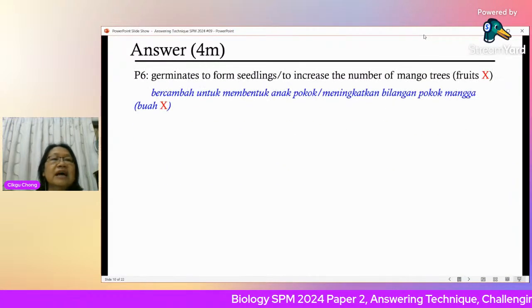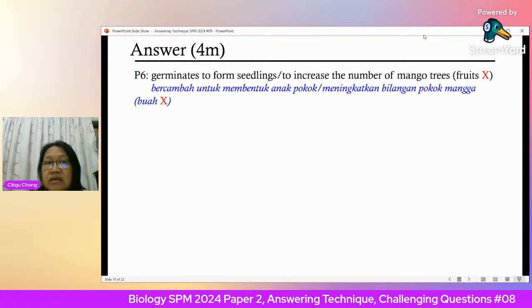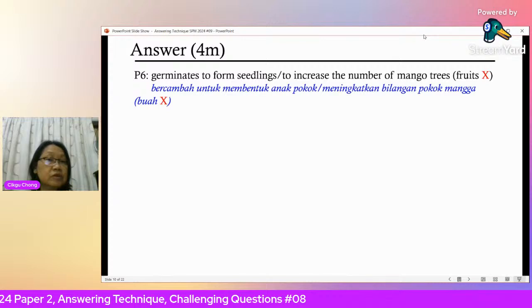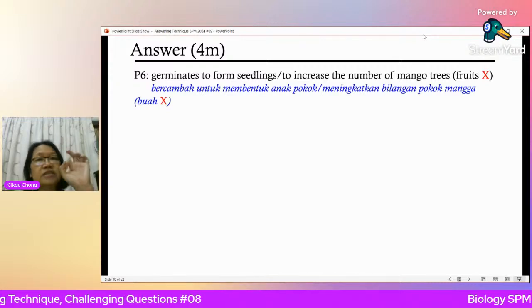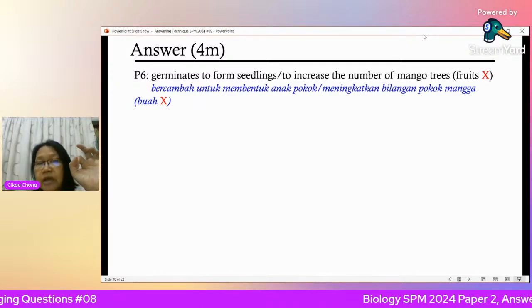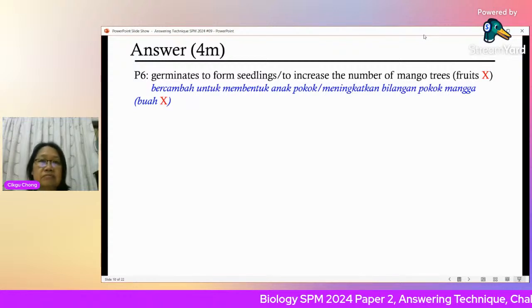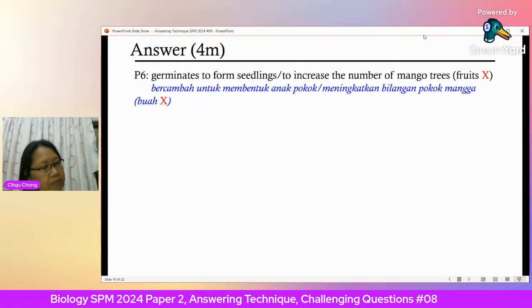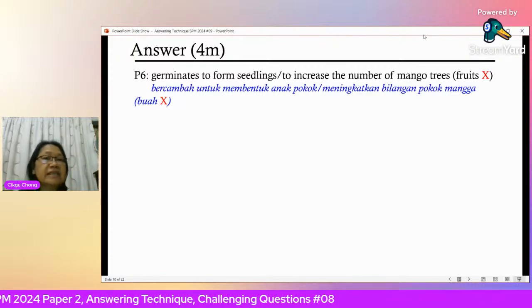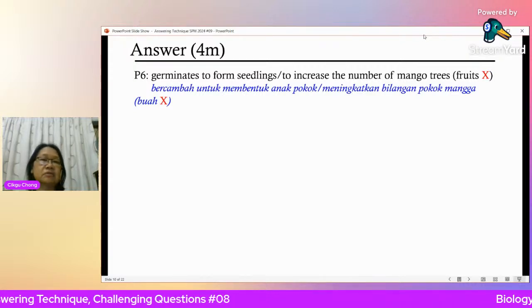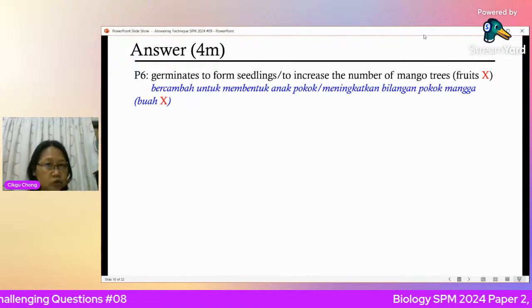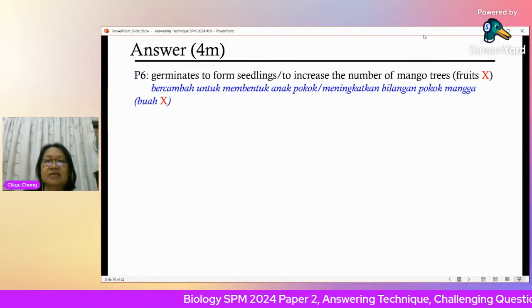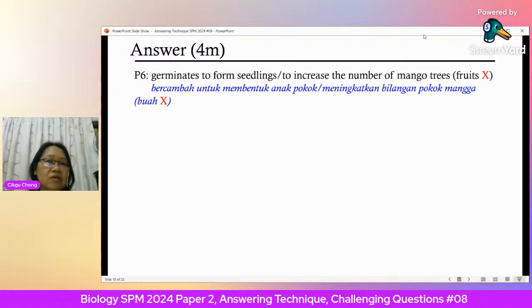How to finish that? Germinates. So the seed can germinate to form seedling. So remember, I want to tell you the difference between the word seed and seedlings. Seed is actually the seed lah, the biji lah, right? The biji benih. Seedling is actually the baby plant. When you say seedling, it's actually anak pokok. That means the small little plant that grows, that germinates, that is called a seedling. Okay, so seed and seedling are two different things. Seedlings grow from seeds. Okay, seedling is the baby pokok, anak pokok.